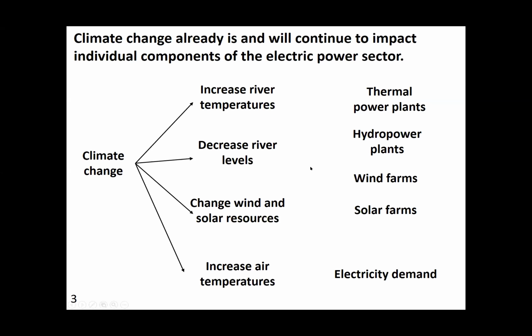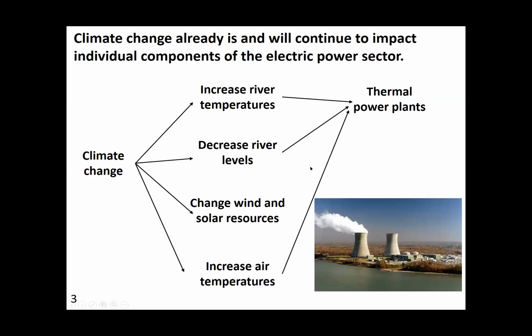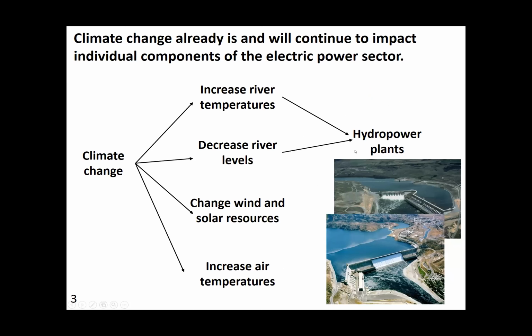So we can think about how each of these different changes in meteorology and hydrology will link to different parts of the power system. Thermal power plants use cooling, either dry cooling or once-through cooling. So changes in air temperatures as well as in hydrological conditions can affect your thermal power plants negatively, either through outages or deratings, meaning you have less capacity available. We can have changes in river temperatures and changes in river levels, both of which decrease the available generation from hydropower facilities.